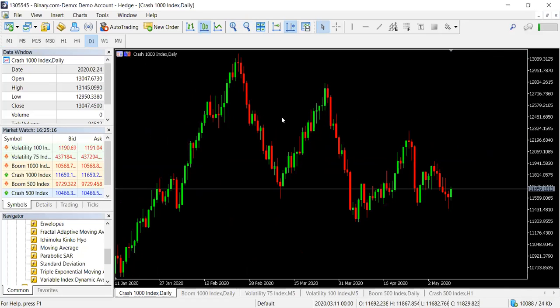Talking about the daily, if you want to define an order block, a bullish order block is the last red candle before the bullish movement. For instance, you have this.